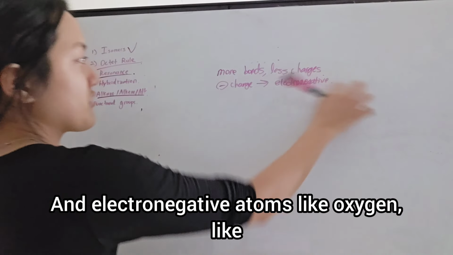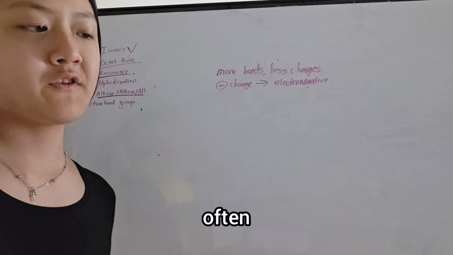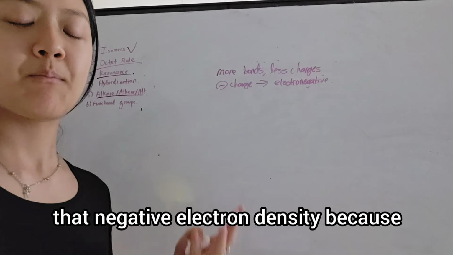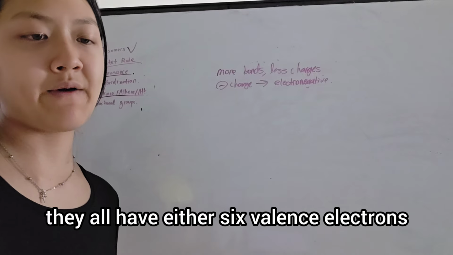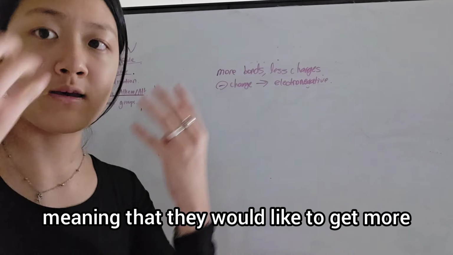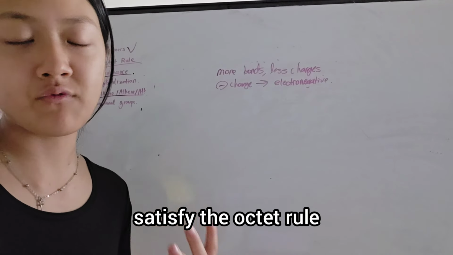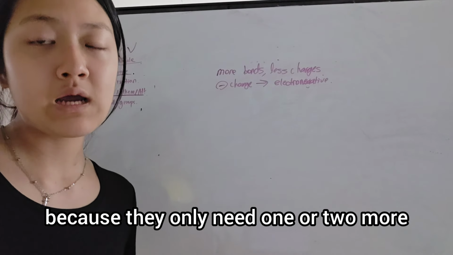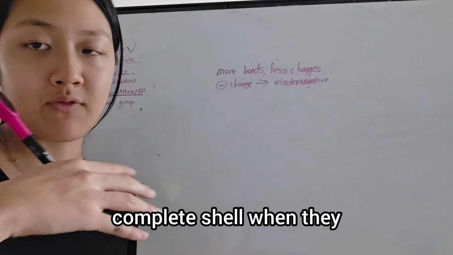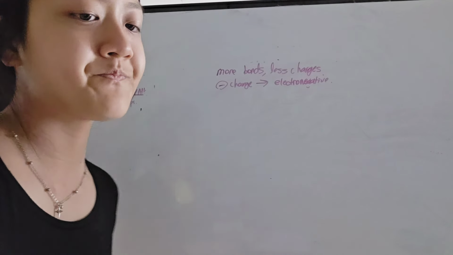atom. And electronegative atoms like oxygen, like fluorine, like chlorine, often prefer to have that negative electron density because they all have either 6 valence electrons or 7 valence electrons, meaning that they would like to get more. It's easier for them to gain electrons to satisfy the octet rule because they only need 1 or 2 more, rather than to lose all of them to get a full, complete shell when they expel their outer shell.